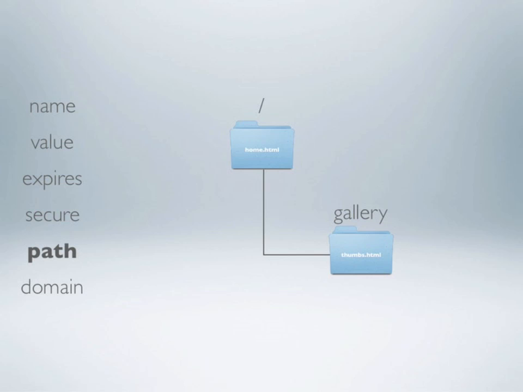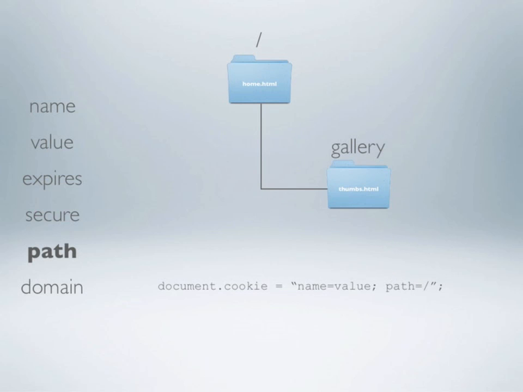The opposite, however, is not true. If the user were to go to the thumbs page, and the thumbs page asked the browser to make a cookie, and then the user went back to the home page, it would not be given the cookie that the thumbs page asked to have created, because the thumbs page is below the home page in the file system hierarchy. Or at least that is the default behavior. With the path attribute, we can actually override that.